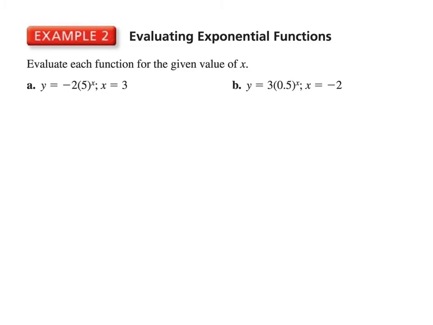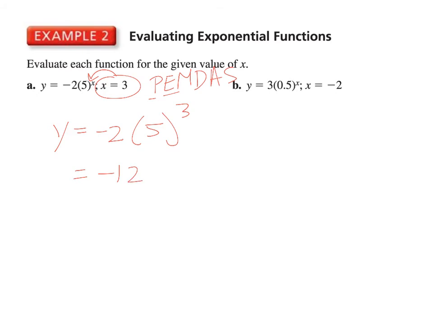Evaluating exponential functions. All we have to do is plug in the value for x that they give us. Let's plug the value for x in, and I get y is equal to negative 2 times 5 to the third power. Now, do not multiply negative 2 times 5. If you remember PEMDAS, the first thing you have to do is parentheses, exponents. So we have 5 to the third power. That's 5 times 5 times 5, which is 125.